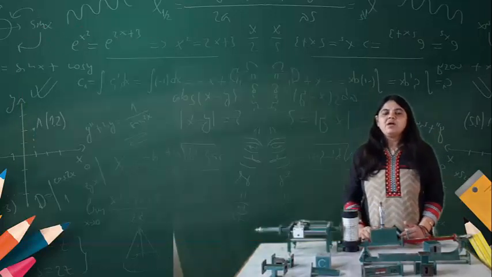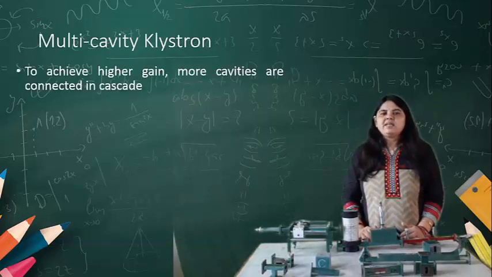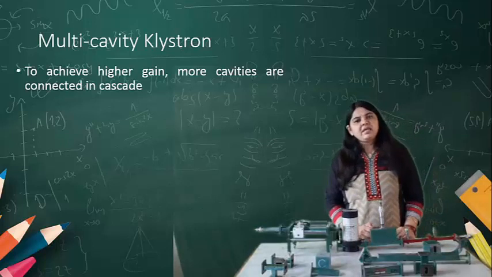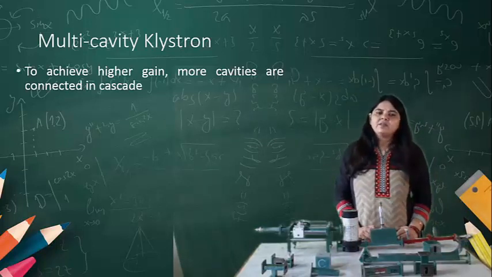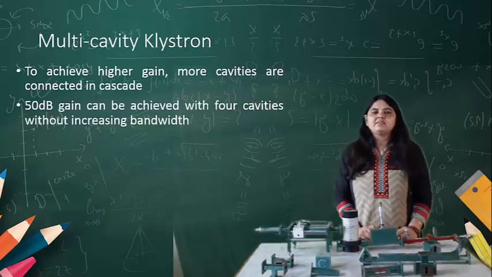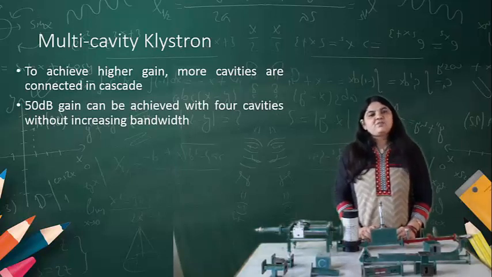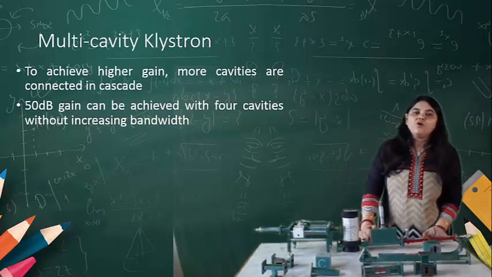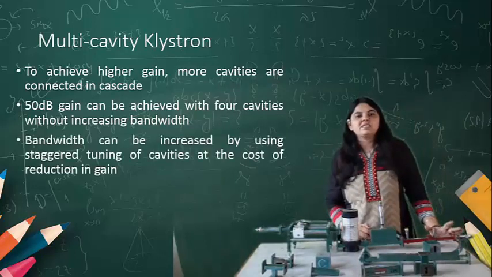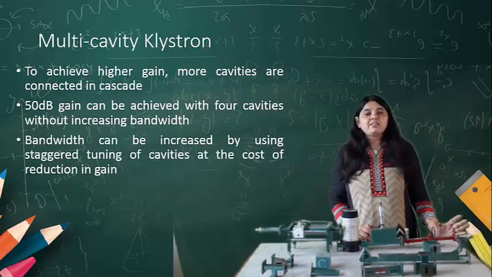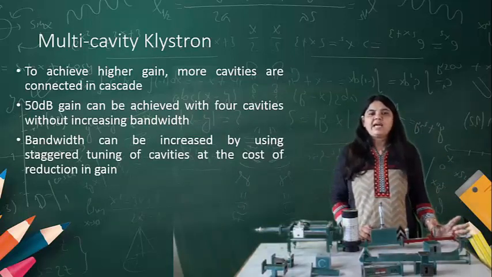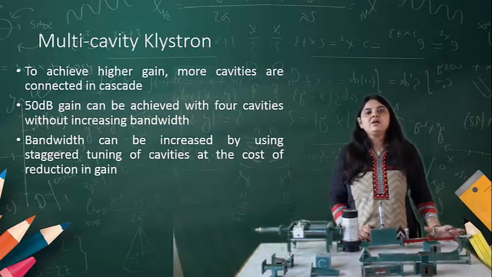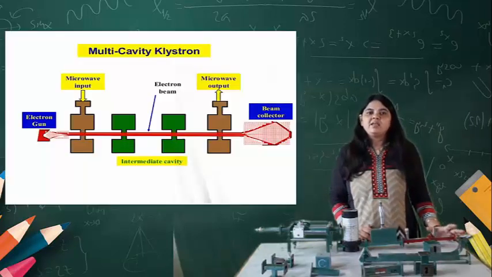Similarly, the multi-cavity klystron can be used to achieve higher gain, and that is why the cavities are connected in cascade. So 50 dB gain can also be achieved with 4 cavities without increasing the bandwidth. And bandwidth can be increased by using stagger tuning of the cavities, at the cost of a reduction in the gain.